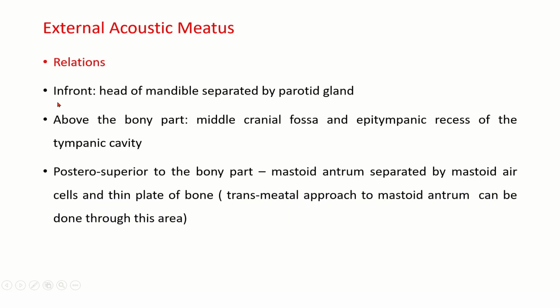In front, the external acoustic meatus is separated from the head of the mandible by the parotid gland. Above the bony part, there is the middle cranial fossa and the epitympanic recess of the tympanic cavity. Posterosuperior to the bony part is the mastoid antrum, separated by mastoid air cells and a thin plate of bone. So if you want to approach the mastoid antrum through this, we call it the transmeatal approach to the mastoid antrum.